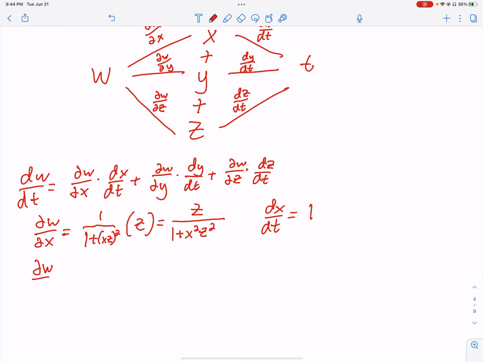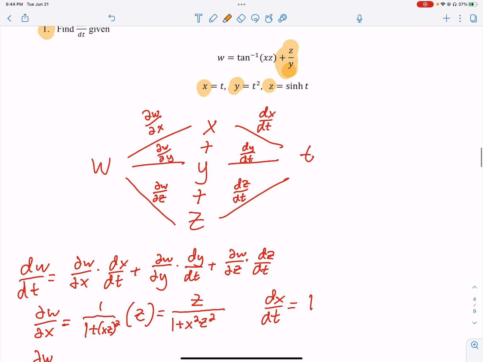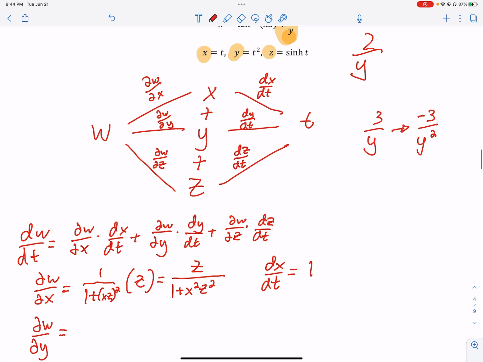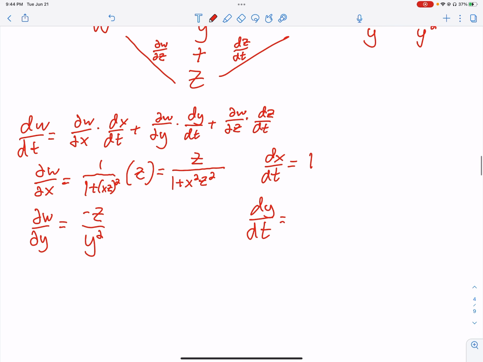All right, so now we need the partial of w with respect to y. There's nothing in the arctan with y, so that's a 0. And then we need the partial of 3z over y. So that's like 3 over y. If I did the derivative of that, I get negative 3 over y squared. So in this case, we're going to get negative z over y squared. Right? Then we need also dy dt. I'm going to put them over here so they're kind of together. Y was t squared, so we get 2t.